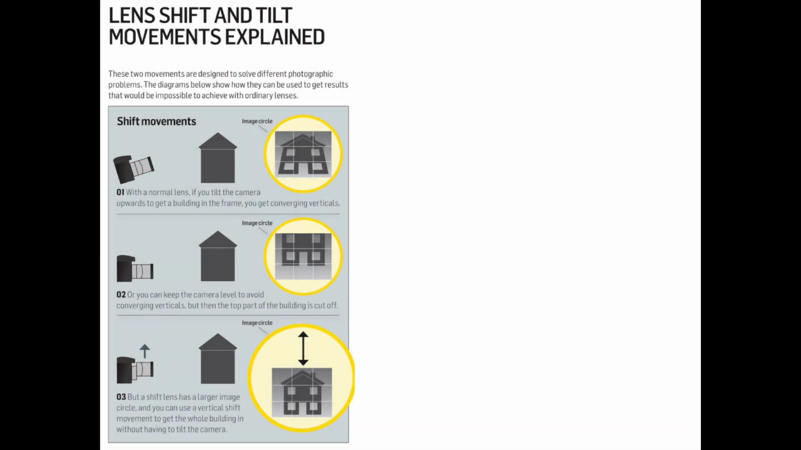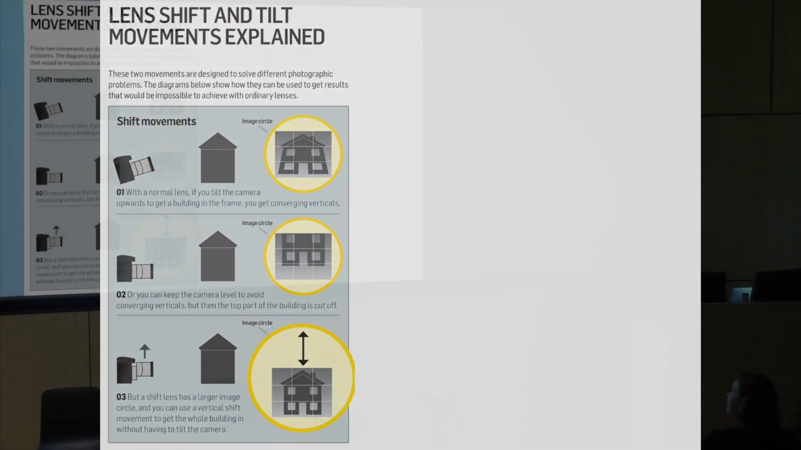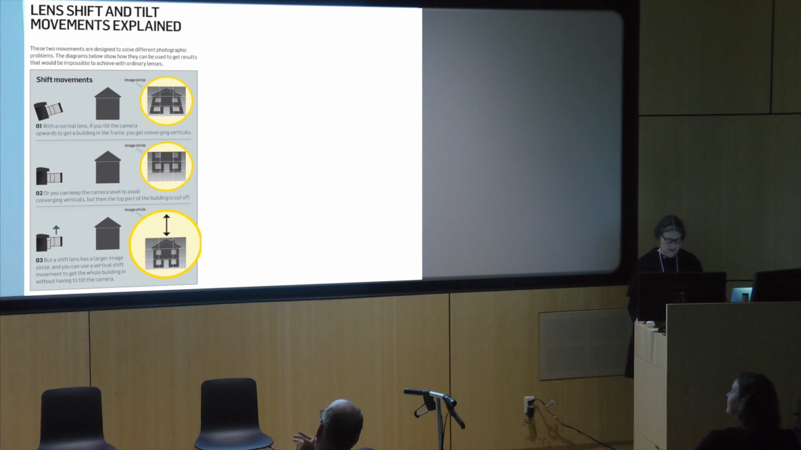Okay, so we have to skip very quickly, and I will just explain in a second the lens shift and tilt. With a normal lens, which you see in the first image, you have to shift the camera to get the whole building. If you put it in the straightforward position, you only get a part of the building. And if you use the tilt-shift, which Berberi is using, you get rid of the converging verticals.